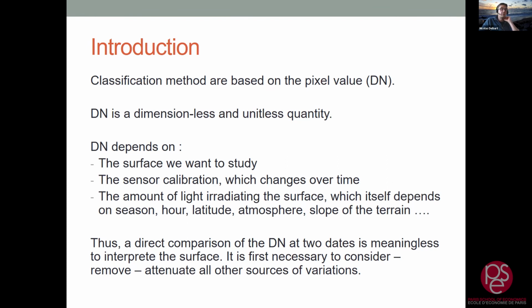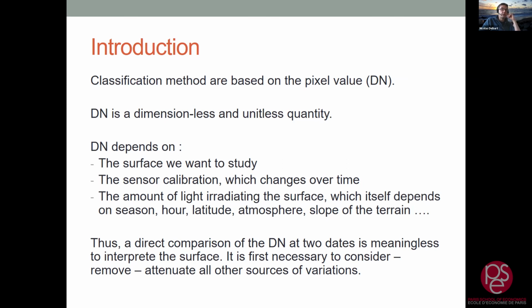Sometimes the sensor needs to be very sensitive when there is not so much light. Sometimes the sensor needs to be not so sensitive when there is a lot of solar light irradiating the land. So calibration changes over time. The digital number depends also on the amount of light that irradiates the surface, which itself depends on the season, on the hour, on the latitude, on the atmosphere, on the slope. So a direct comparison of the digital number at 2 dates is totally meaningless.